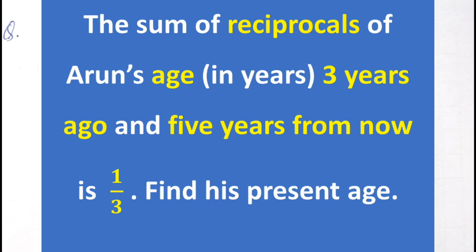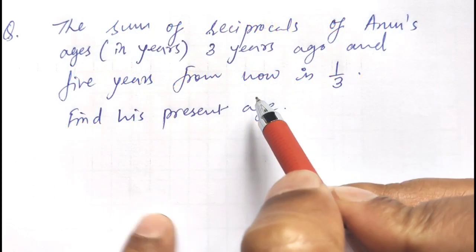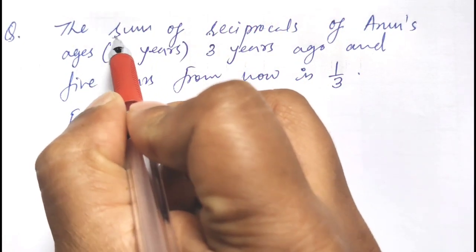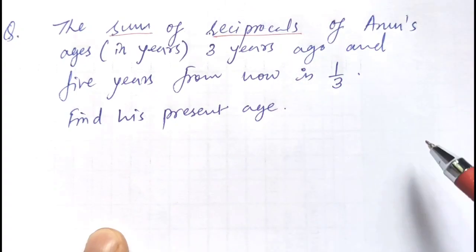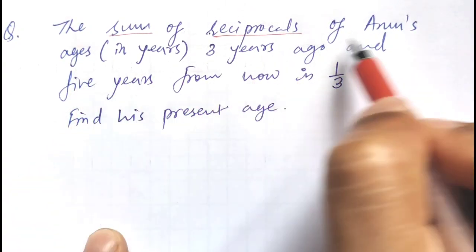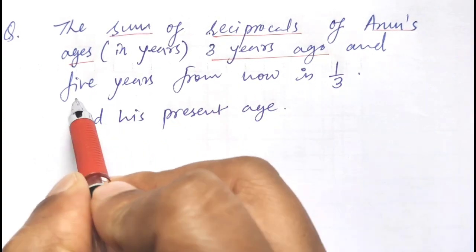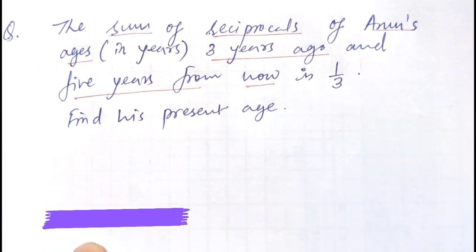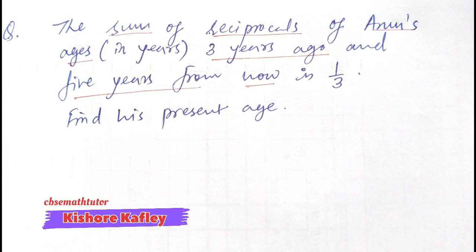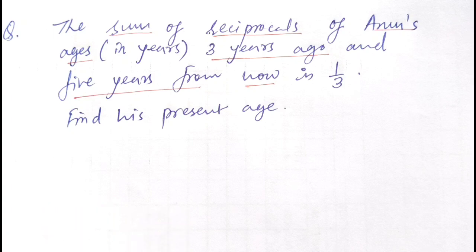So before we start our solution, let us understand the question. And for that, let us try to underline the keywords that are available in the question. The question says the sum of reciprocals of Arun's ages 3 years ago and 5 years from now is 1/3. That means the condition is given that the sum of reciprocals of Arun's age 3 years ago and 5 years from now, that is after 5 years, is 1/3.